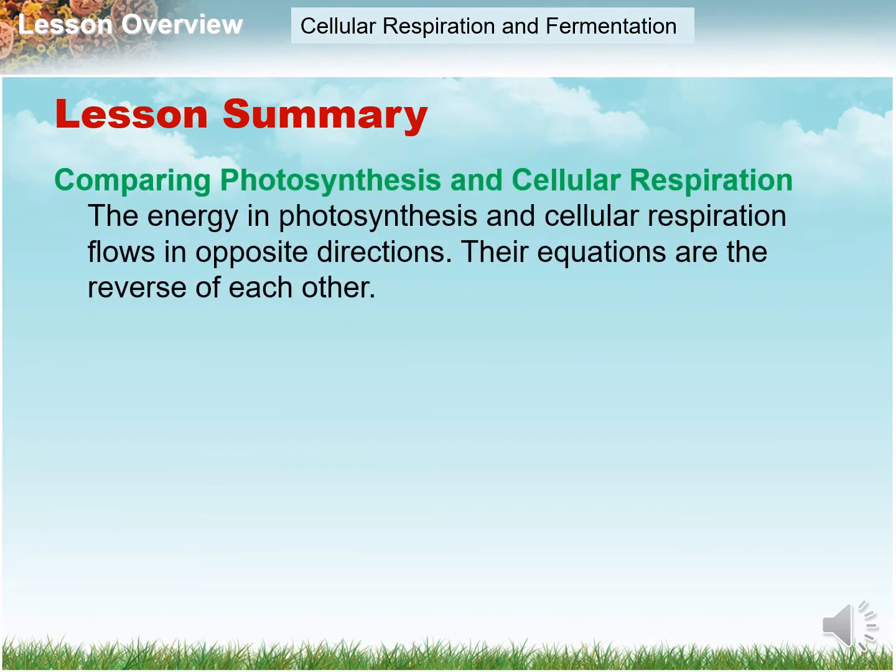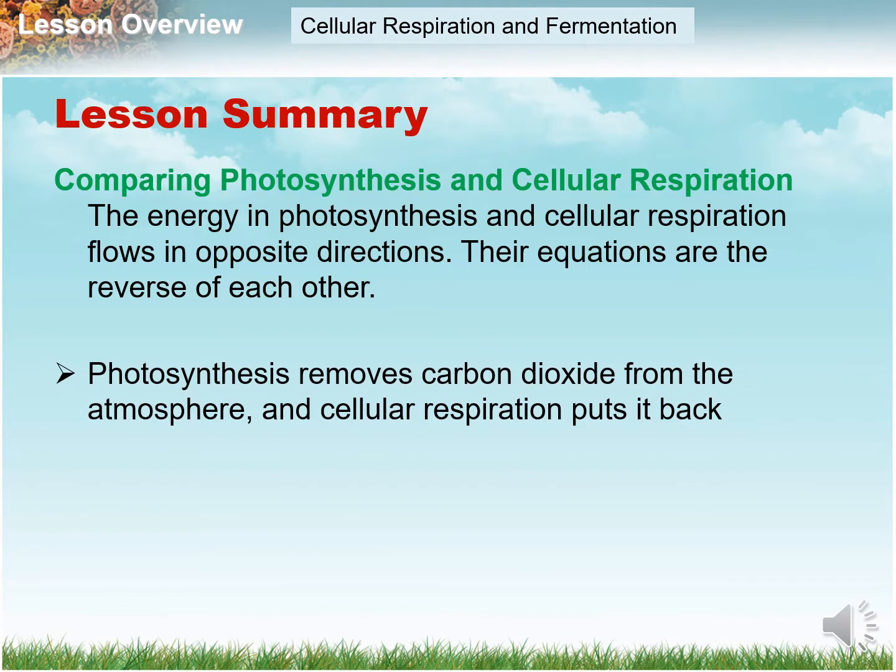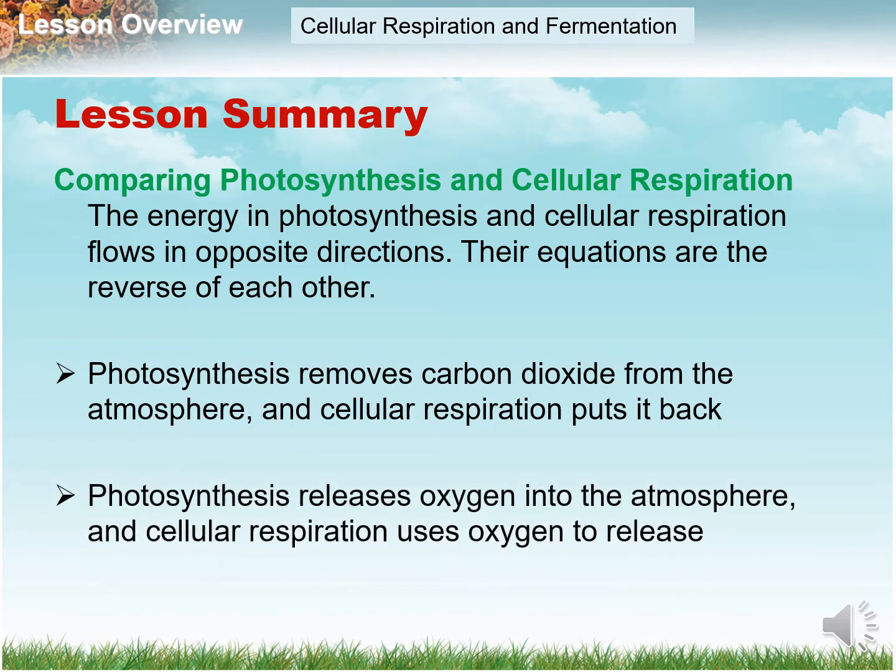Comparing photosynthesis and cellular respiration, the energy in photosynthesis and cellular respiration flows in opposite directions. Their equations are the reverse of each other. Photosynthesis removes carbon dioxide from the atmosphere, and cellular respiration puts it back. Photosynthesis releases oxygen into the atmosphere, and cellular respiration uses oxygen to release energy from food.